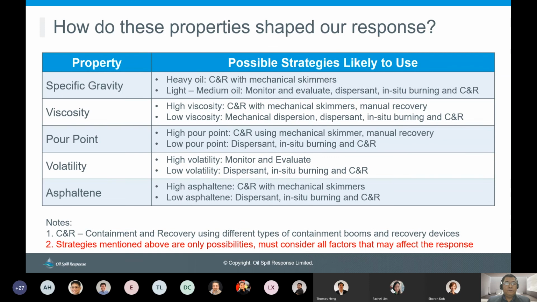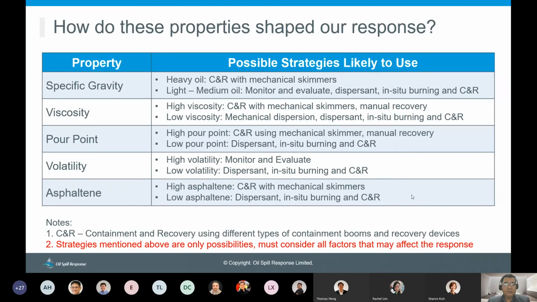As for the volatility, okay, for high volatility oil, we could use monitor and evaluate, for the reason that if the oil is evaporating, it is very dangerous for responders to come in. So we need to monitor and evaluate the whole situation. And then if we think that it's already safe for us to come in, that's the only time we can go and remove the oil if necessary. Okay. For the oil which has low volatility, we could use dispersant, in situ burning, and containment and recovery.